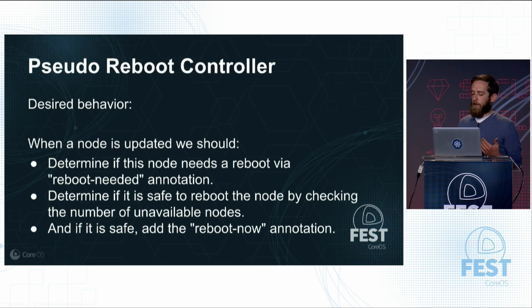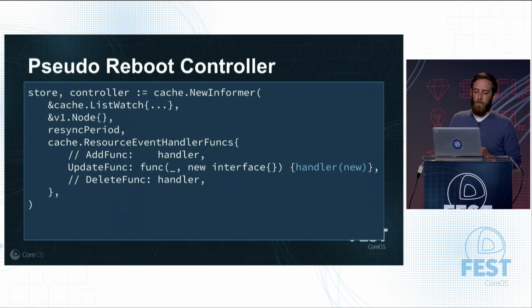So then, after that, it needs to determine, is it actually safe to reboot this node? I need to look at the rest of the cluster state, and within the confines that I've given, is it safe to do this? And if it is safe, then I'm going to add the reboot now annotation, and then again, the agent itself picks up that annotation and then reboots the node.